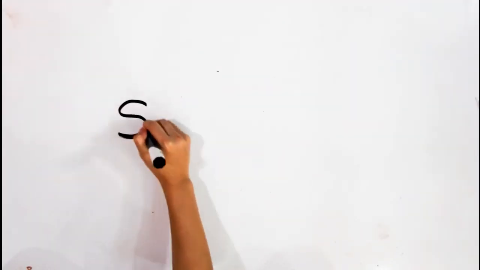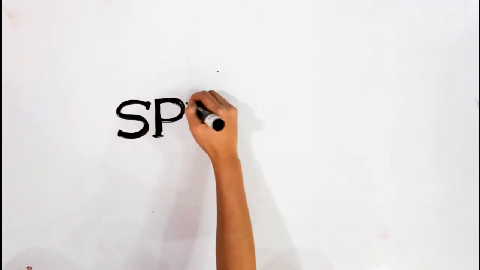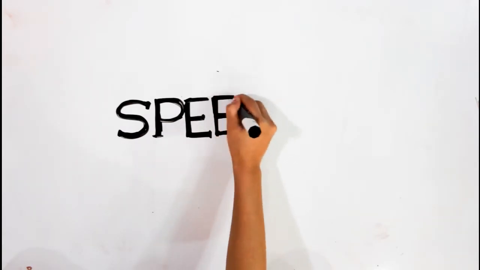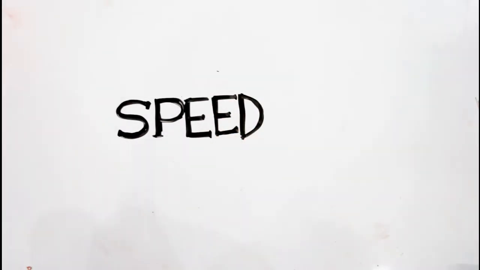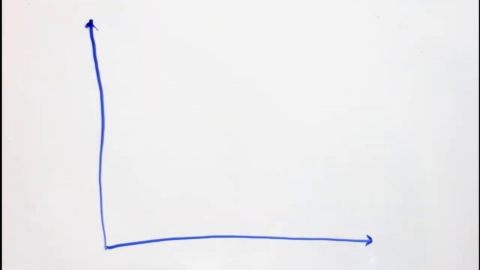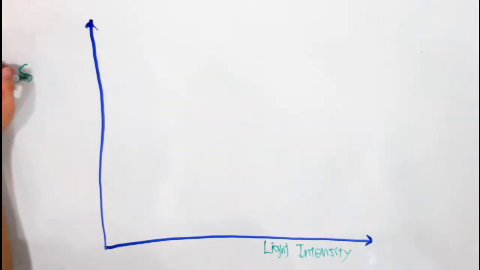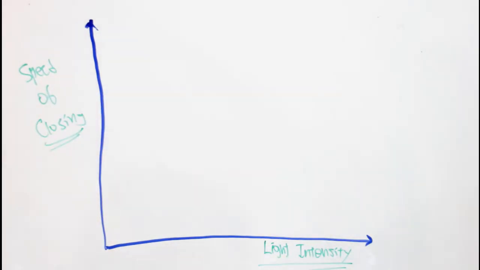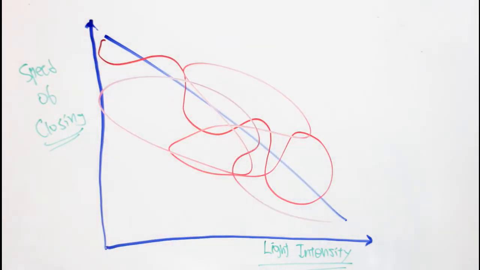The calculation of the speed at which the Venus flytrap closes is simple. This can be done by using the simple formula of speed or velocity equals displacement over time. Here's a graph that shows the relationship between the light intensity and the speed at which the flytrap closes. Theoretically, the relationship should be inversely proportional, but our result does not follow the trend. And this could be due to several factors that affect our results.